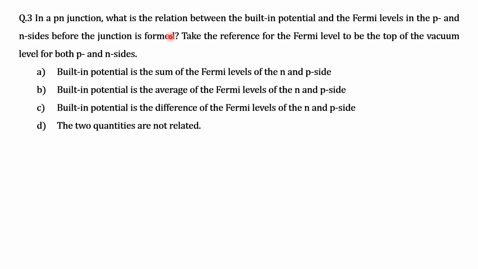So in a PN junction, what is the relation between built-in potential and Fermi levels in the P and N sites before the junction is formed? Take the reference for the Fermi level to be the top of the vacuum level for both P and N sites. So first option is built-in potential is the sum of Fermi levels on the P and N site. Built-in potential is the average of Fermi levels on the P and N site. Built-in potential is the difference of Fermi levels on P and N site, and the final option is the two quantities are not related.